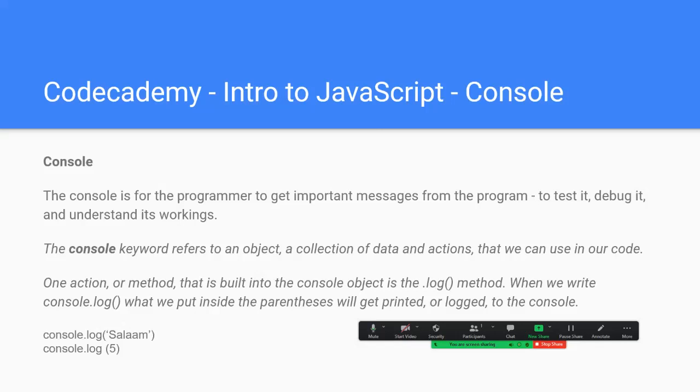One such action, or in object-oriented terminology a method, of the built-in console object is the log method. When we write console.log, what we put inside the parentheses will get printed, or logged, to the console. Let's look at some examples now.